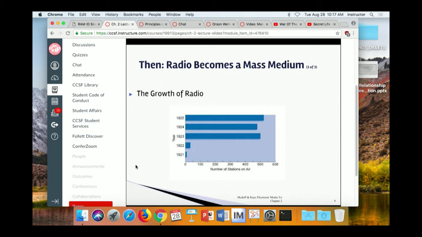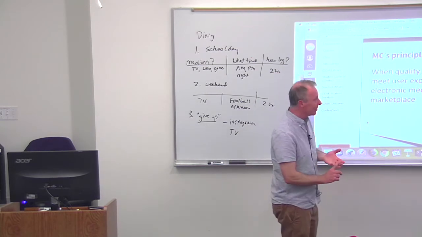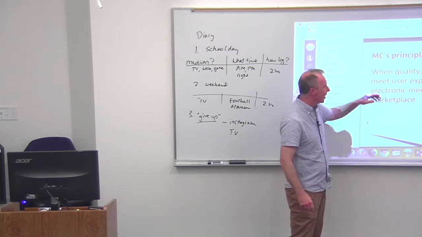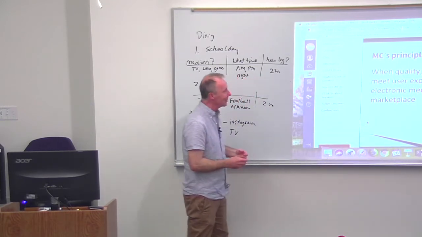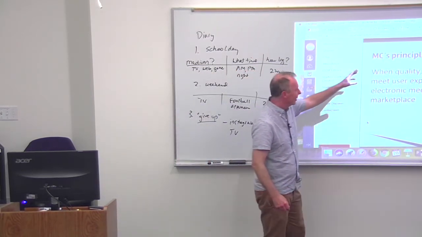right? That means in any big city, a number of people are setting up radio stations and starting to get into this business. And that's going along with having inexpensive receivers that people can buy and set up in their home, with the selling point that, hey, you just buy this thing, and then after that, you get music, you get entertainment, like comedies and dramas. You may even start getting some news, and it's the latest thing. So when quality, cost, and convenience meet user expectations, then an electronic medium will succeed in the marketplace. That's another one of my general principles.